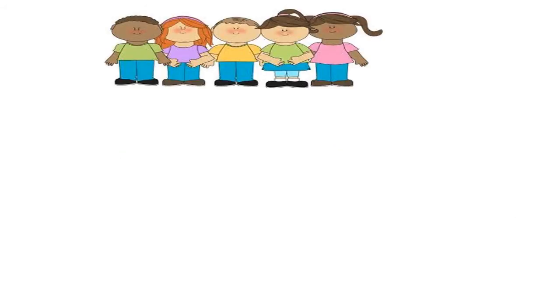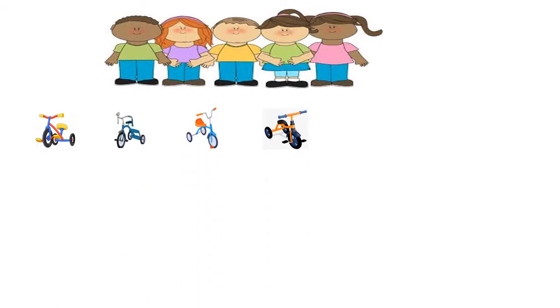Meet our friends Nduduzo, Dalia, Tiamo, Esther, and Mbali. They all have tricycles. Remember, a tricycle is a bicycle that has 3 wheels. Let's give it to them. Nduduzo, Dalia, Tiamo, Esther, and lastly, Mbali. So the question here is, how many tricycle wheels are there all together?